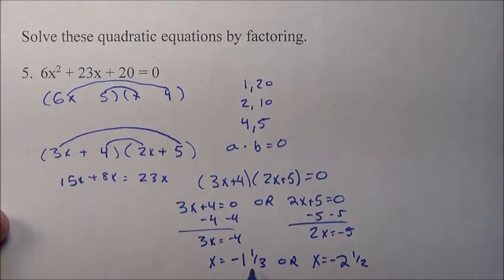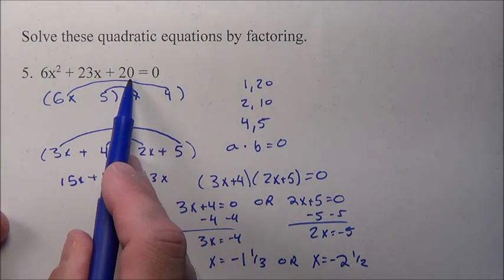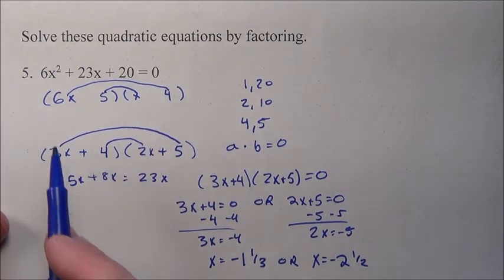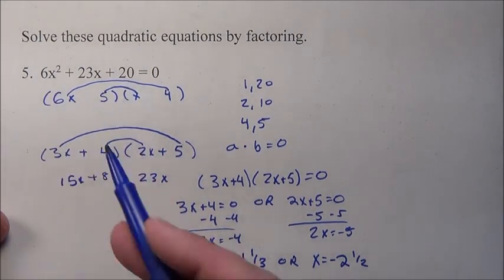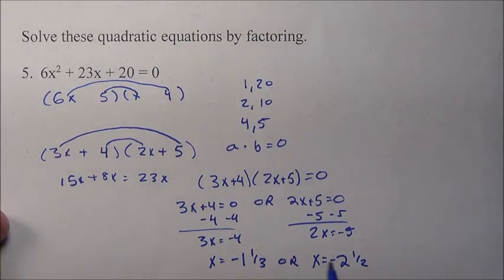If we plug negative 1 1/3 into this equation, we're probably going to get a 0. If we plug negative 2 1/2 into this equation, probably going to get it to be 0. We will get it to be 0 for these. It is true sometimes as you get to further math that sometimes one of the solutions doesn't work. For what we're doing, these both will always work. There's problem number 5.